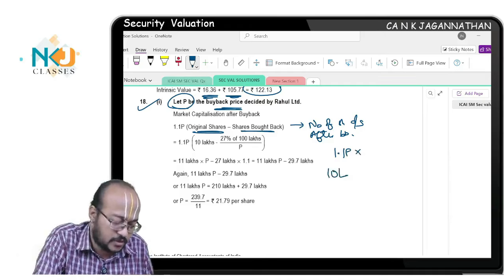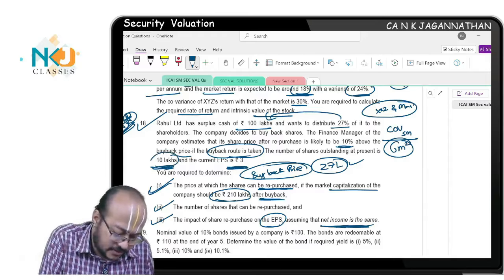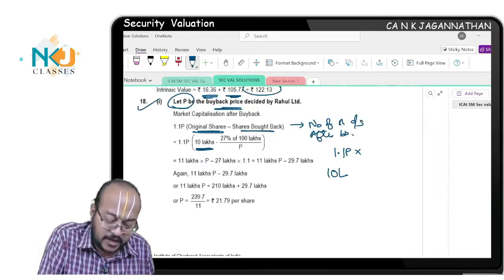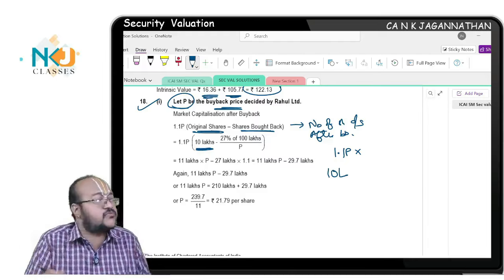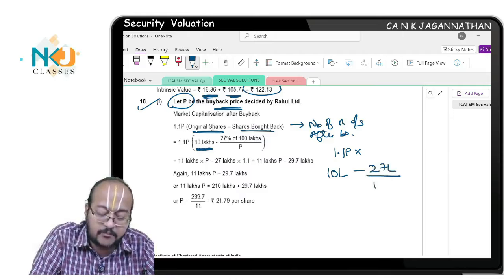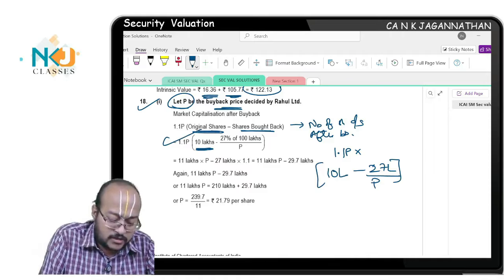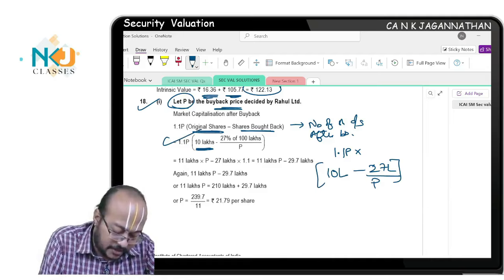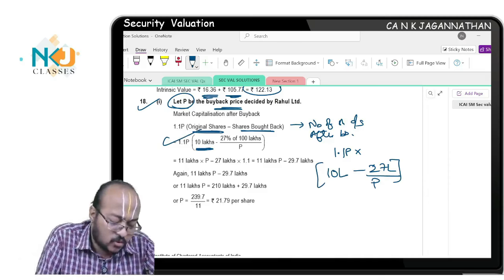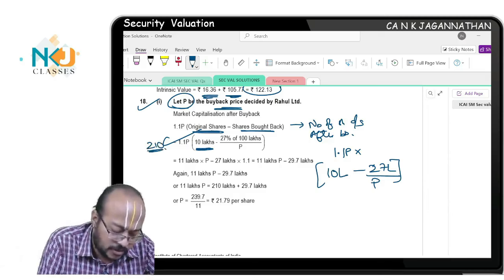How have they found this out? Very simple, from the question they have given. See what they are saying: 10 lakh shares are given as the existing number of shares. This is original shares minus the amount to be distributed as buyback, which I explained, 27 lakhs divided by P, which you don't know. Correct? You solve the equation. This you should equate to 210 lakhs, because the market capitalization of the company is 210 lakhs.